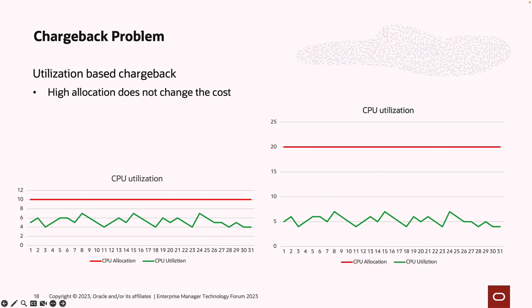One of the problems with Chargeback is that most of the charges are based on utilization. So if we decide that a CPU hour costs $1 and my average CPU utilization is around 5 OCPUs, then it doesn't matter if we have a server with 10 or 20 OCPUs. The billing will be the same. So the instrumentation with a fixed bill is rather dull. In general, we want to have as high utilization as possible.